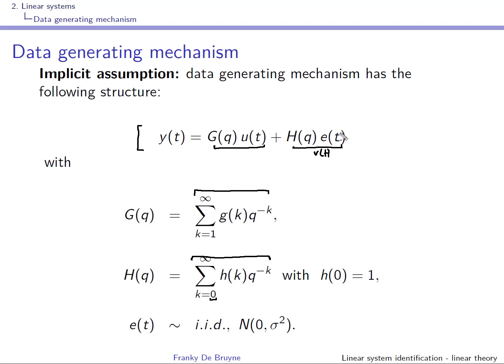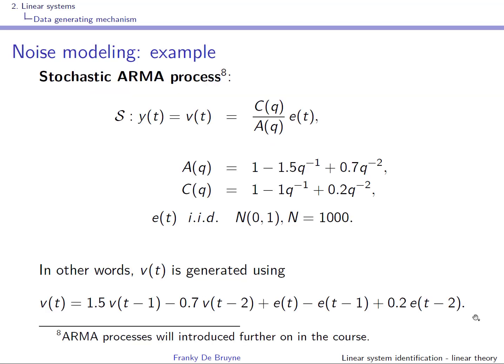And then we still have to talk about e(t). e(t) is white noise, and what we mean by this is that the data is a sequence of variables that are independent. They are identically distributed according to a Gaussian distribution with zero mean and variance sigma squared. So we'll illustrate this in the case of a purely stochastic ARMA process, and what we mean by an ARMA process will be explained later on.